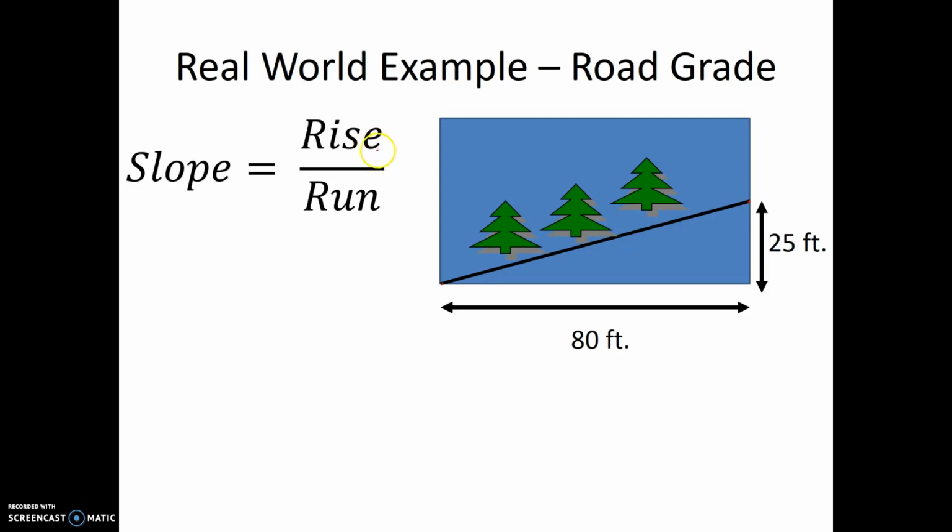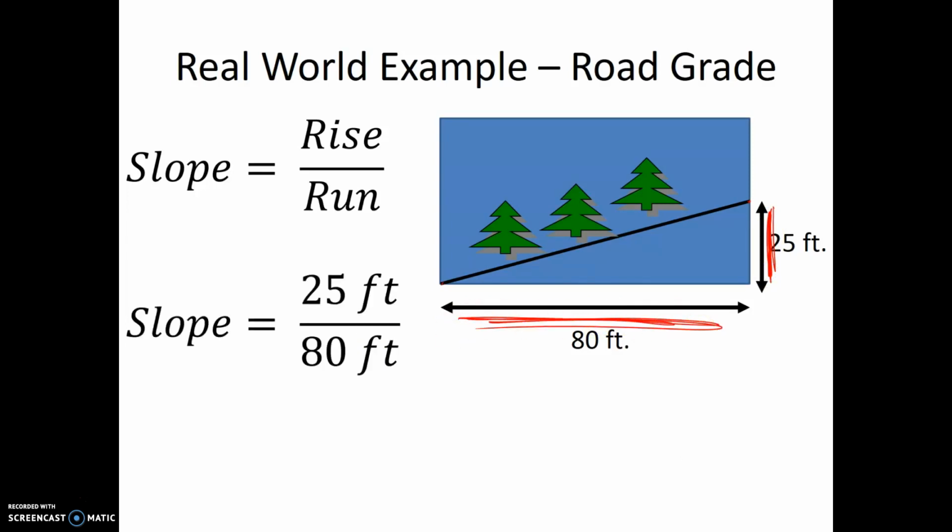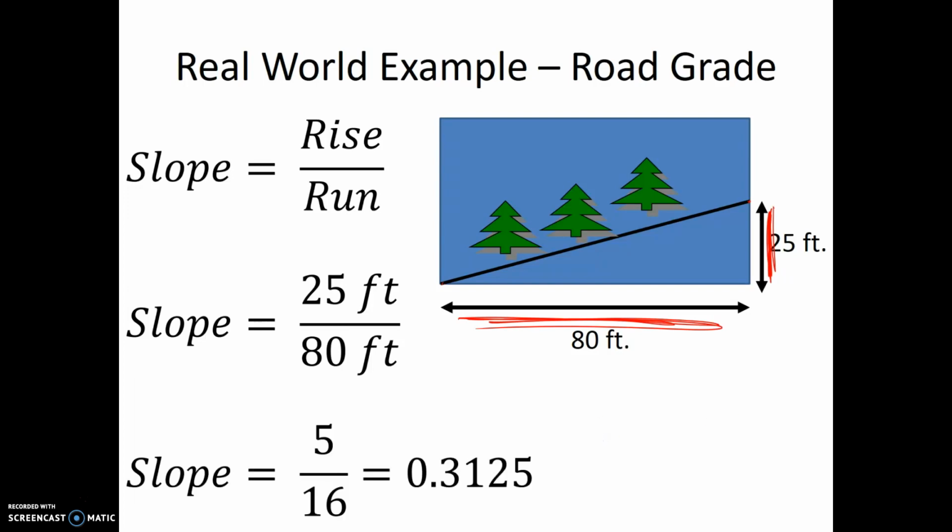Okay, so my slope, the rate of change, or the way we're going to write that ratio, is the rise over the run. In this particular problem, the rise is right here. It's 25 feet, and the run, or how far I'm going forward, is 80 feet. So we would write 25 feet over 80 feet. And if we simplify that, we would simplify it to 5/16, or 0.3125. In this unit, we are not going to divide out the fraction into a decimal, so you don't need to worry about that, but you could express slope that way if you wanted to.